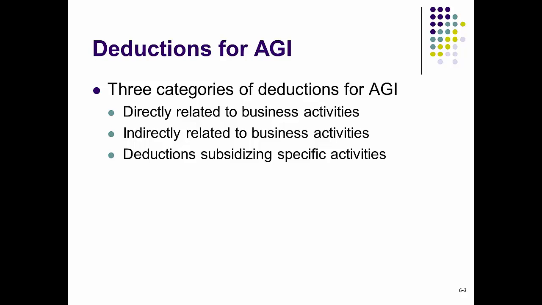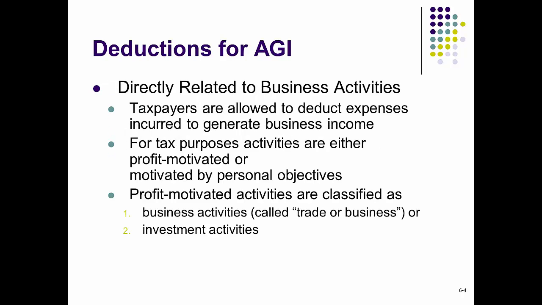There are 3 categories of deductions for AGI. Number 1, deductions directly related to business activities. Number 2, deductions indirectly related to business activities. And number 3, the last one, deductions subsidizing specific activities. All right, let's start with deductions directly related to business activities.